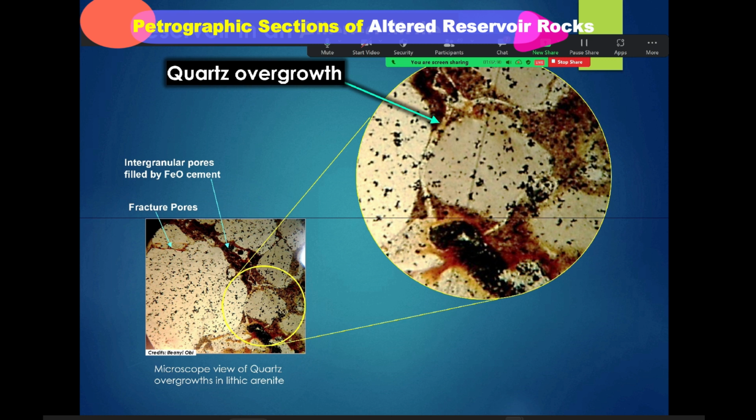Okay? So another thing I need to pay attention to will be different kinds of porosity. Here we have fracturing of the rocks. This has been stressed. And then you have iron oxide filling in these original pores.